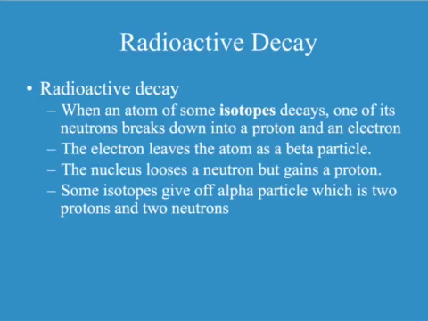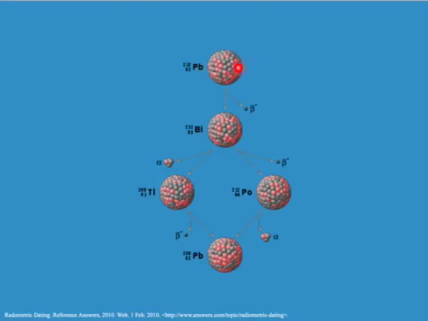With radioactive decay, a neutron in the isotope will break down into a proton and an electron. The electron leaves the atom as a beta particle. The nucleus loses a neutron but gains a proton. Some isotopes will give off alpha particles, which is 2 protons and 2 neutrons. In this example, we have lead. It gives off a beta particle, and that turns into bismuth, so it's a completely different element.